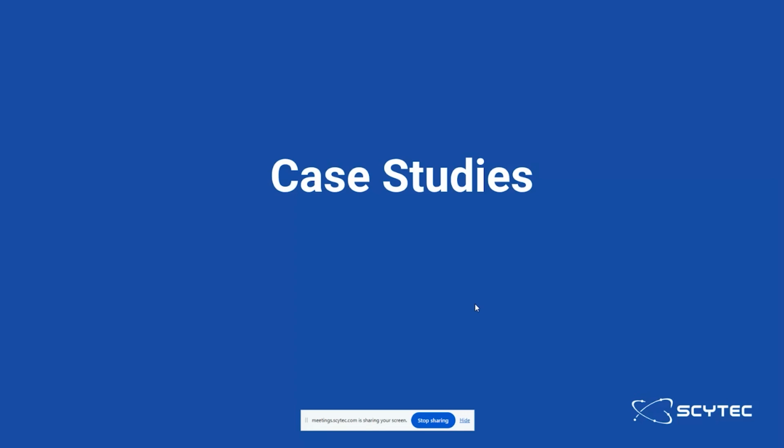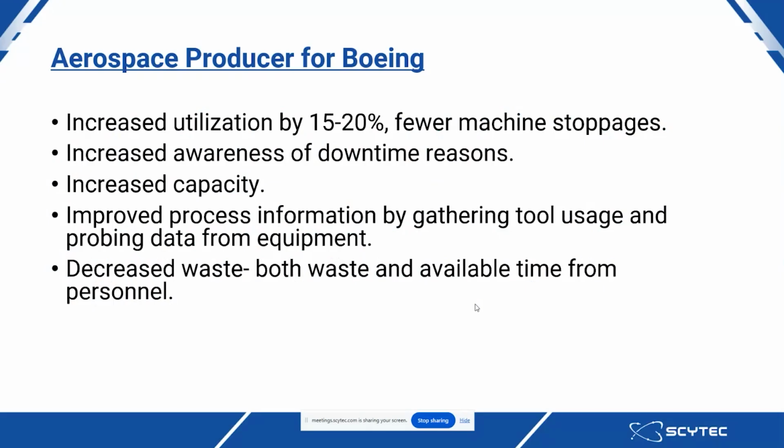So I thought it would make sense to show you some of the metrics reported from some of the case studies of some of our biggest DataXchange fans. First up, we have an aerospace producer for Boeing that increased their utilization by 15 to 20% and also achieved fewer machine stoppages with DataXchange. They increased the awareness of downtime reasons, increased capacity, and improved process information by gathering tool usage and probing data from equipment, and they decreased waste, both waste and available time from their personnel.